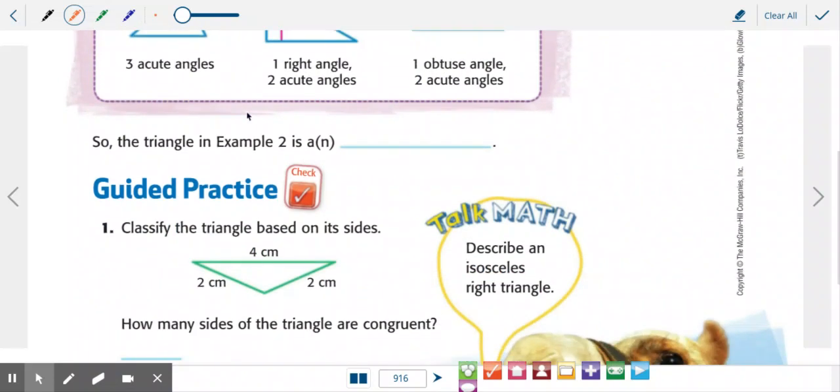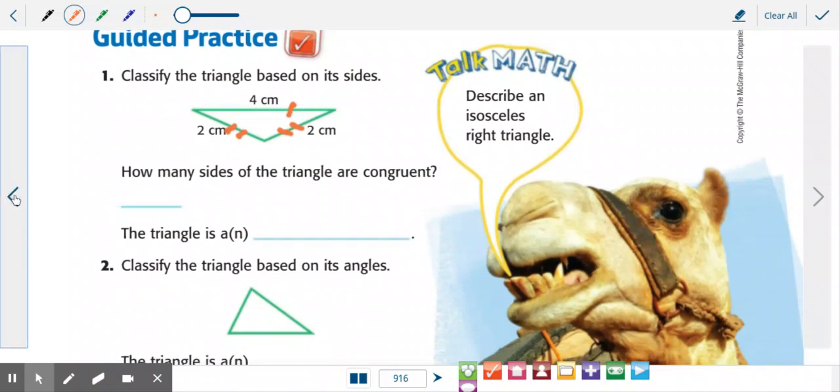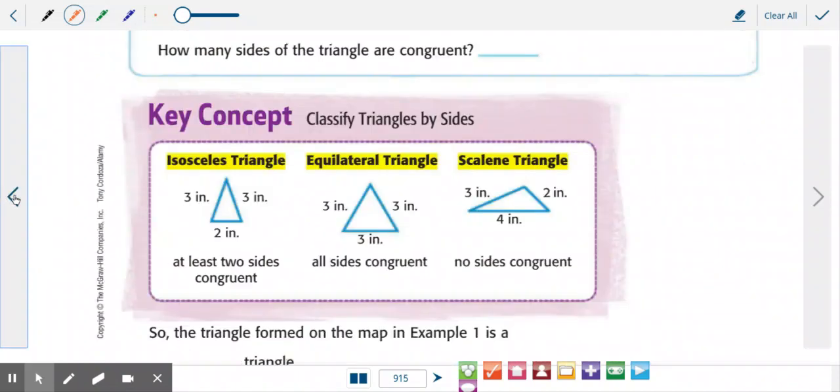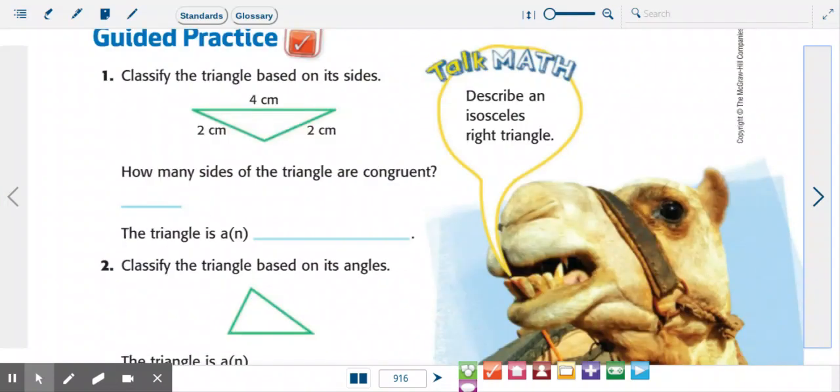All right, let's look at this one. Classify the triangle based on its sides. We have 1 that's 4, but we have 2 that are 2, so those are going to match there. So we know now, we have one that has 2 sides that match. So let's go backwards. This is where the book is really helpful. We have two sides that match, and that makes it isosceles. Okay, so write isosceles on that one.